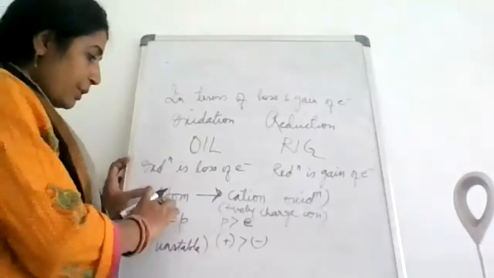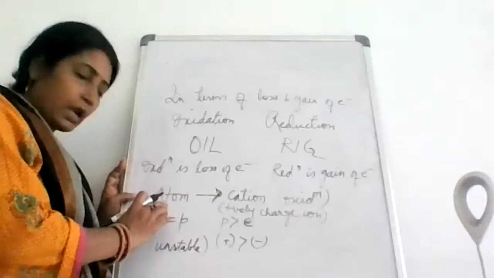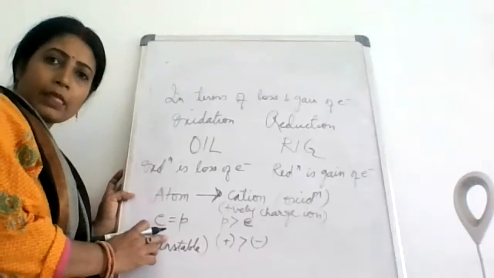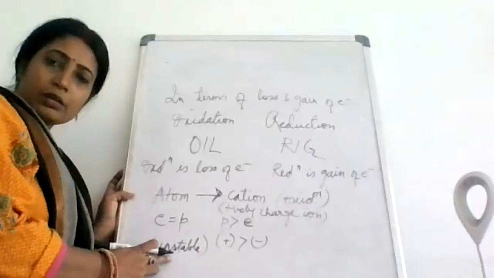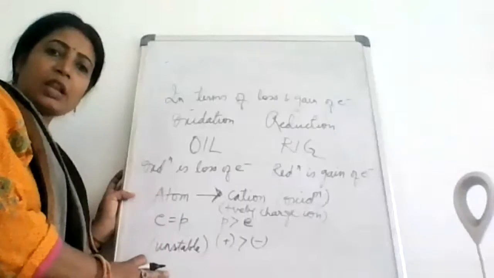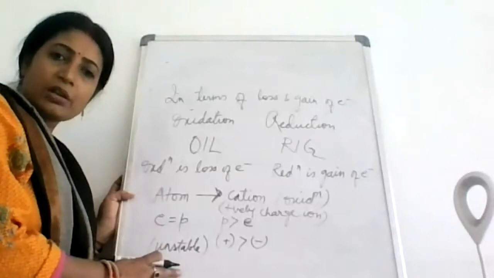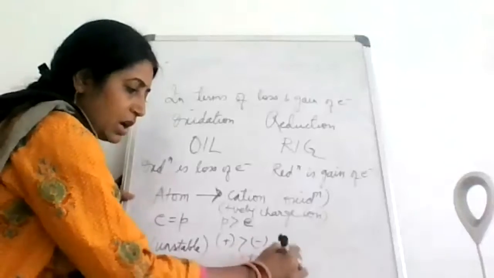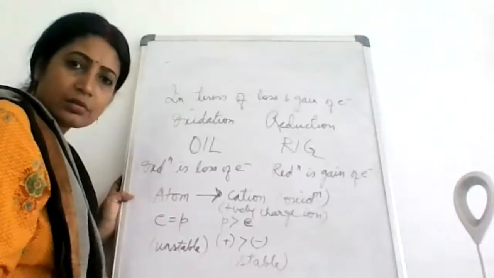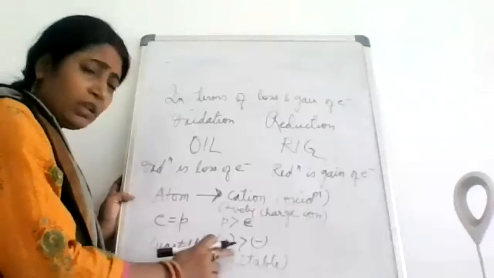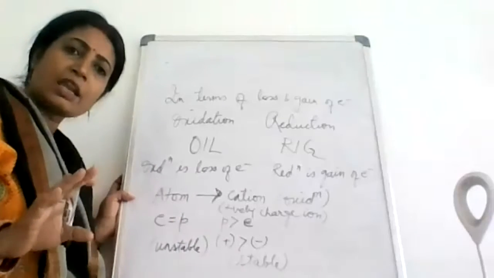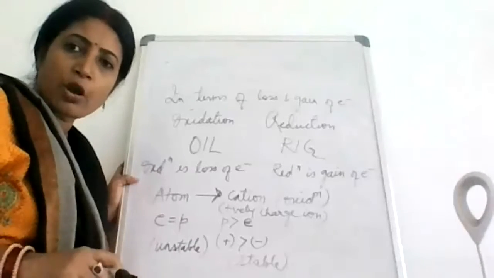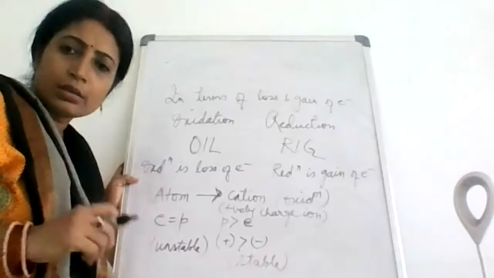So, atoms contain an equal number of electrons and protons. Now they are unstable. You must have already read this in class 9. Atoms are unstable, so they become stable. How do they become stable? By forming ions. There are two ways to form ions, by losing or by gaining.